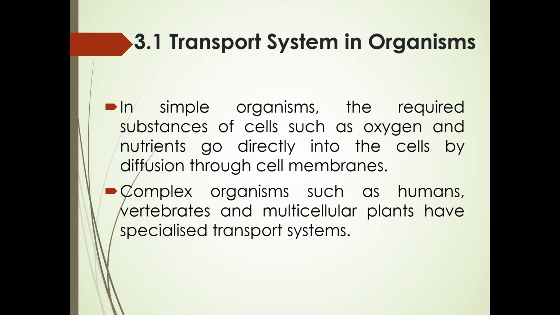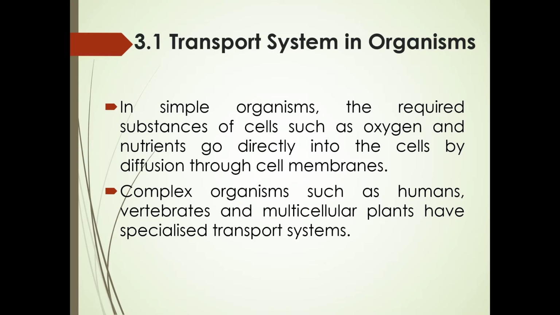Let's say a bacteria, amoeba, or paramecium. They only consist of one cell. So how do they do the process of respiration? They don't need a complex system like us, because they consist of only one cell. What happens is just diffusion. The oxygen will go in and the carbon dioxide will go out through the cell membrane.